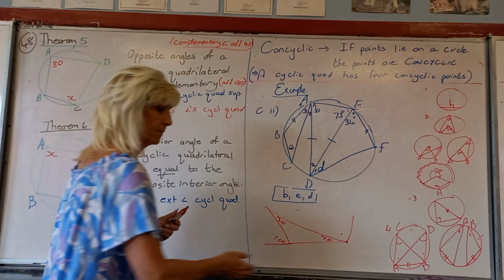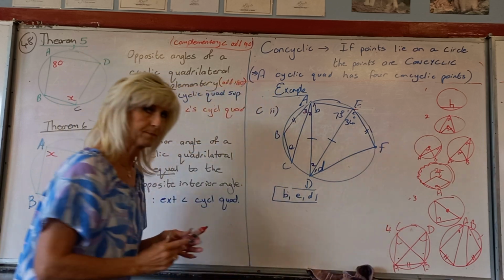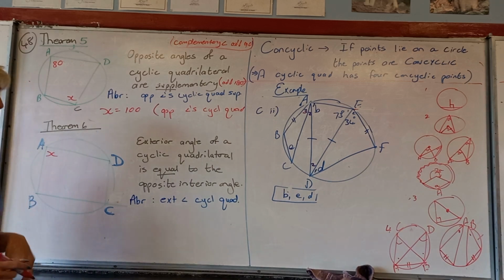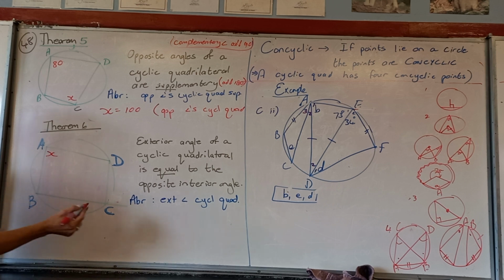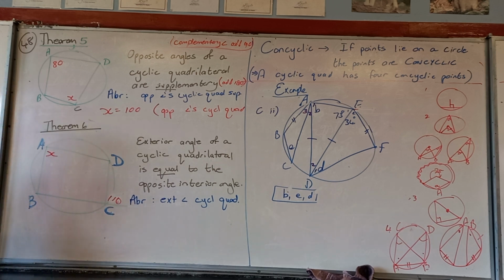Are you with me? Now, the exterior angle of a cyclic quad does something different. The exterior angle of a cyclic quad is exactly equal to the opposite interior one. So let's make this 110, just because I can. Okay, so what would x then be?